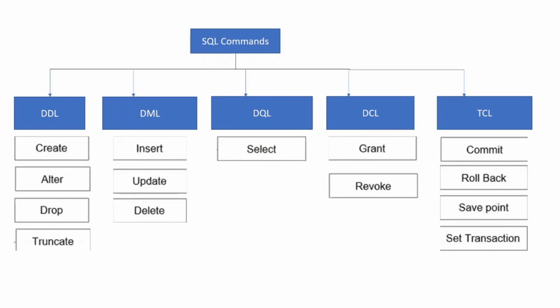Now let's look at some of the SQL commands. In DDL, four main commands are create, alter, drop and truncate. In DML, it's insert, update, delete. DQL is select, DCL is grant and revoke, and in TCL, it's commit, rollback, savepoint and set transaction. We will practice each one of them in the upcoming lessons and we will know more about them.